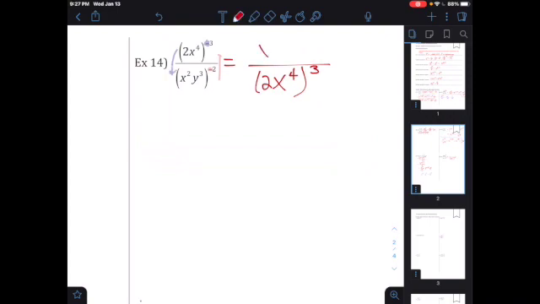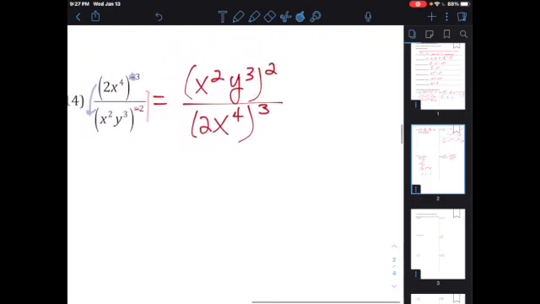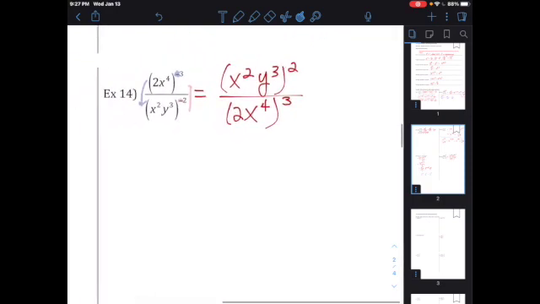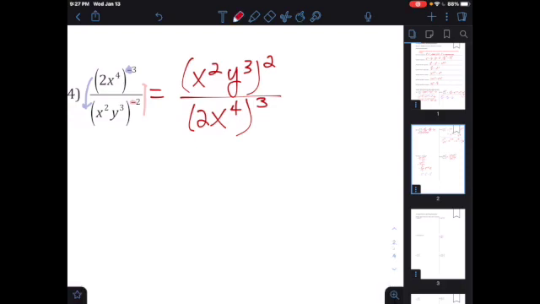Top is going to be x to the 2nd power, y to the 3rd, to the 2nd. Now notice there's no more negative symbol. I just don't like negatives. So if I don't have to deal with it, I try not to. Now take it out of the parentheses for the top. That means you are writing that x squared y to the 3rd twice. If you write it twice, then that's going to be x to the 4th, y to the 6th.